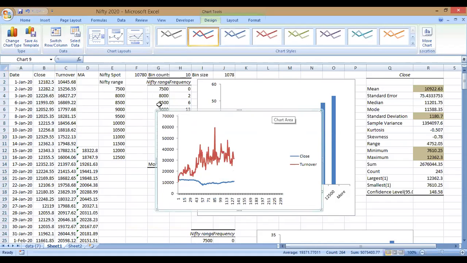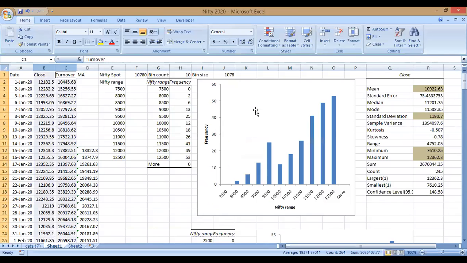But if you want to smoothen out this turnover, turnover is very zigzaggy, and I don't want to see all the outliers or movements which were probably irregular. I want to take out all the extreme values and see a smooth curve, and then try to analyze Nifty. So what I can do is make a moving average of turnover.